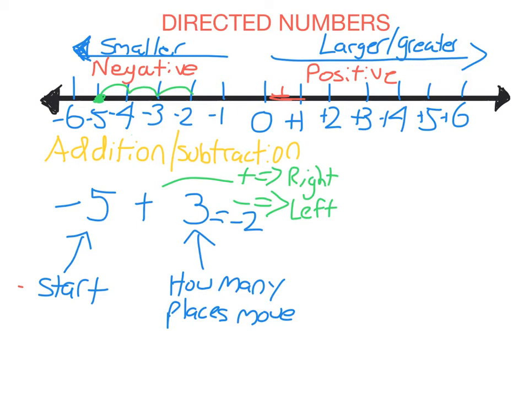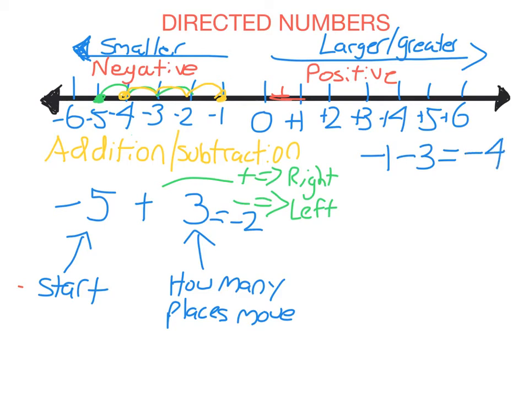So let's go ahead and do another example. Let's say I want to do -1 subtract 3. So I would start at -1 on the number line, because that's the first number. Now I want to subtract, so this time I want to go to the left. The second number is again 3, so I'm going to move 3 spots to the left. 1, 2, 3. I end up at -4. So -1 minus 3 is -4.